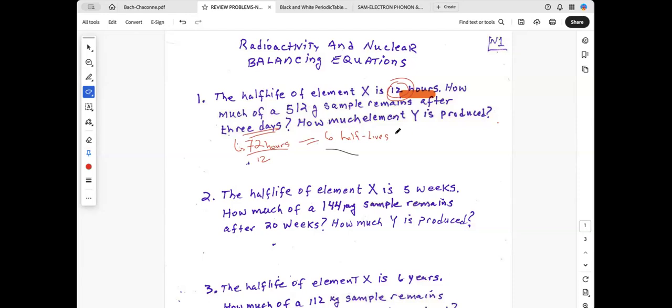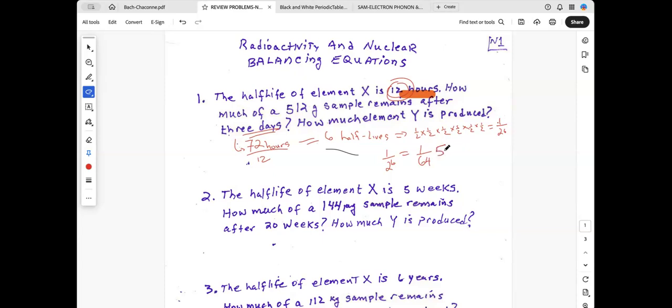So what does that mean? 6 half-lives means it decayed in half 6 times, a half, a half, a half, 4, 5, 6. So usually we write that 1 over 2 to the 6th power. Well, 1 over 2 to the 6th, if you work it out, a half times a half times a half times a half times a half times a half, I think it's 1 over 64. So only 1/64th of X remains.